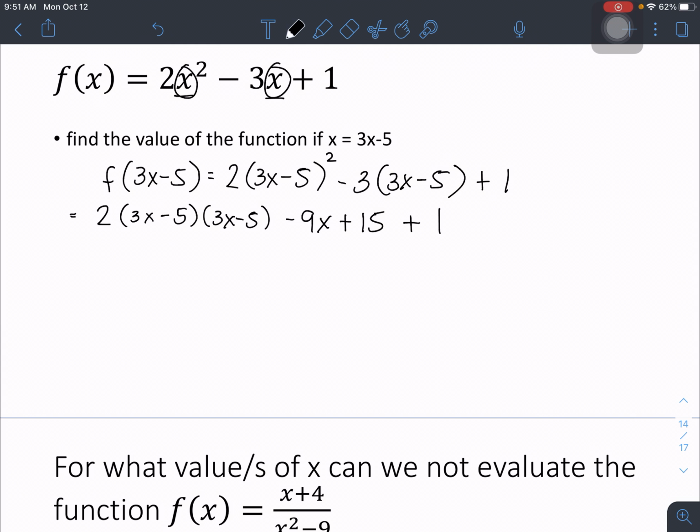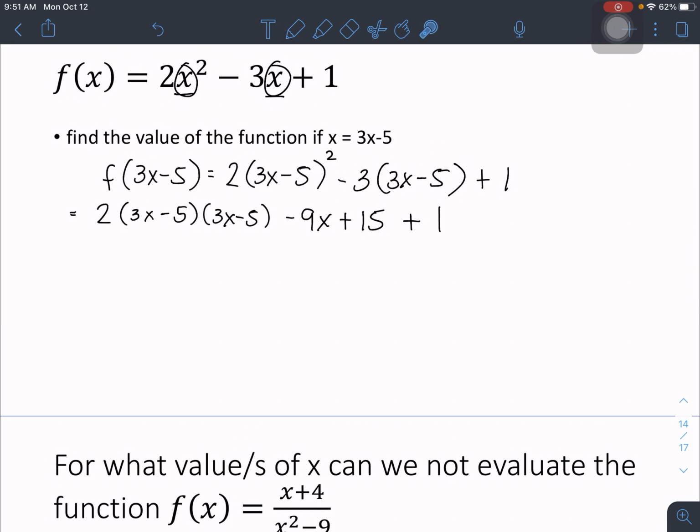Next one. So I think it is easier to perform the FOIL method first for these two binomials. So we have two binomials here. FOIL method. Don't forget we have 2 still. So we have 3x multiplied by 3x will be 9x squared. Outer, 3x times negative 5 will be negative 15x.